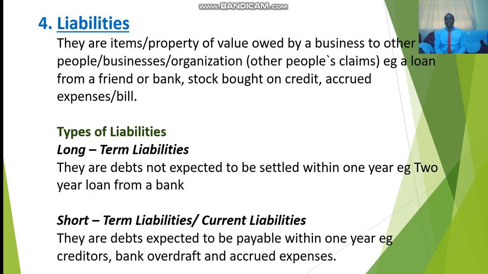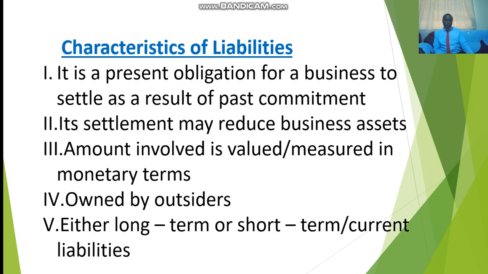The long-term liabilities are not expected to be paid within a period of 1 year. For example, a 5-year bank loan. Then the current liabilities, these ones are expected to be settled within 1 year. For example, the creditors, the bank overdraft, and accrued expenses.